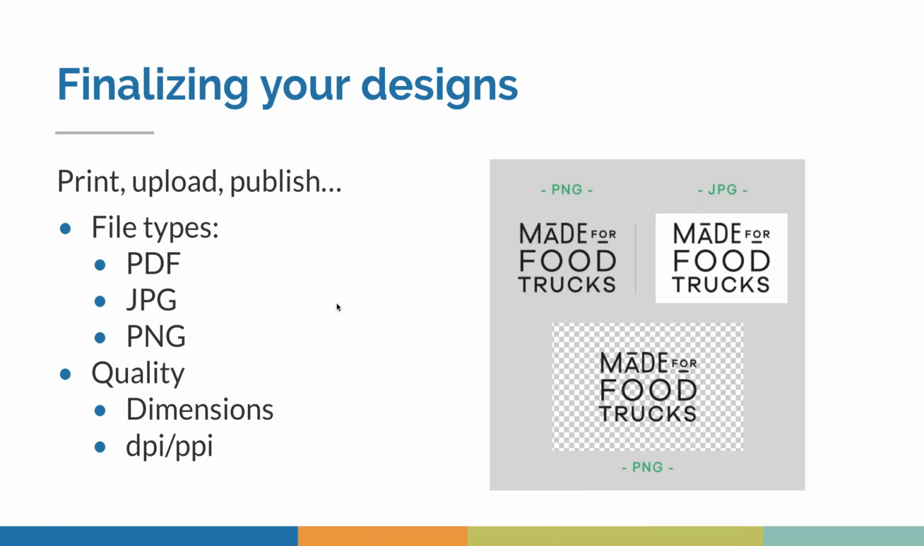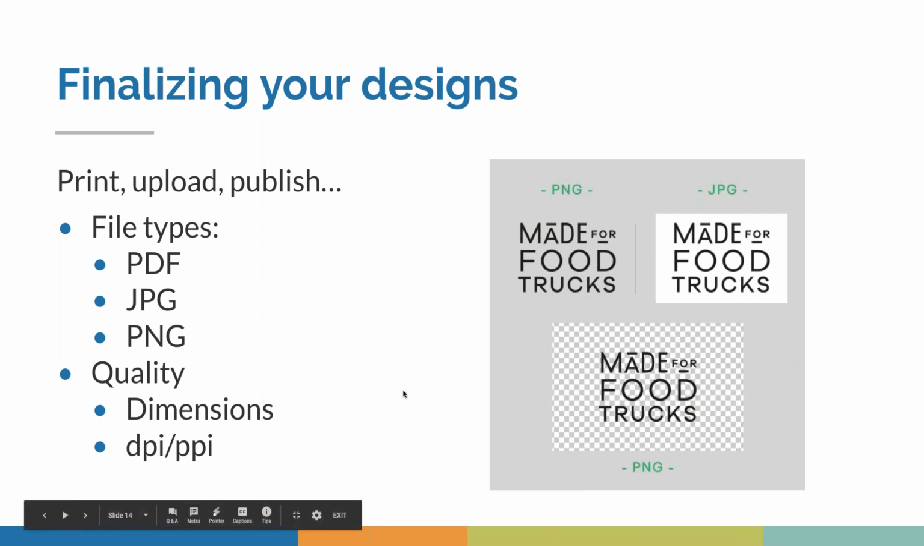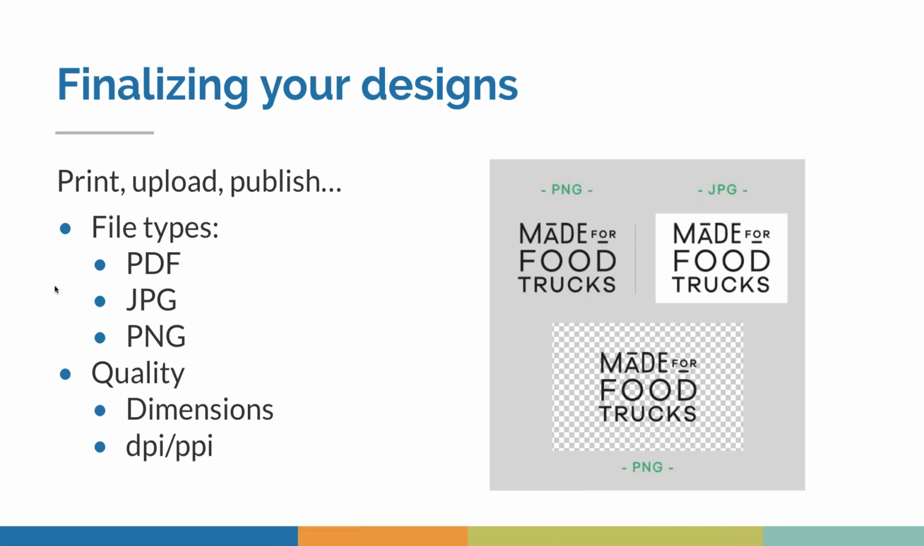PNG is a good file format for the internet, for your social media accounts. You can have a transparent background like you see here. But I think on Canva, the transparent background you have to have a pro account for. And then the quality. So dimensions, Canva already sizes all of your designs for the purpose that you selected it for. So you don't have to worry about changing the dimensions. It's going to have a number there already picked for the best quality. So you don't really need to worry about that.